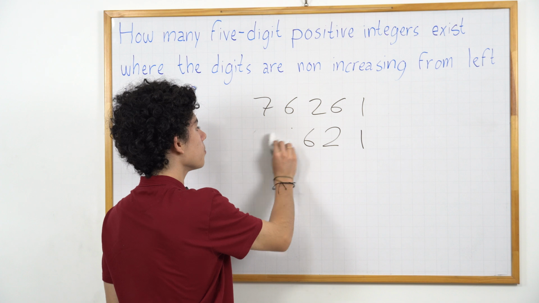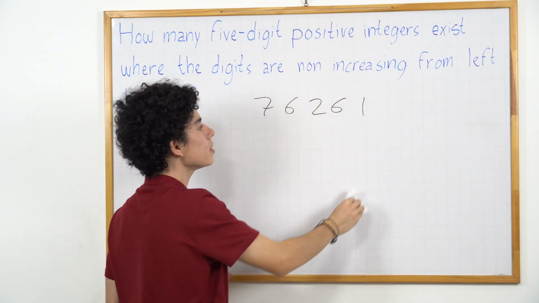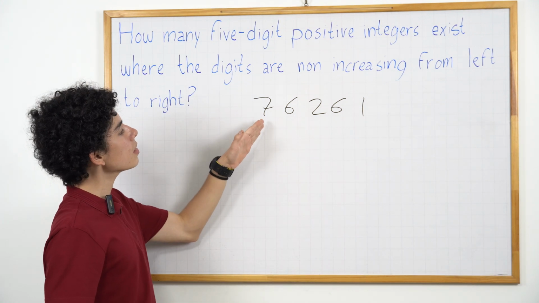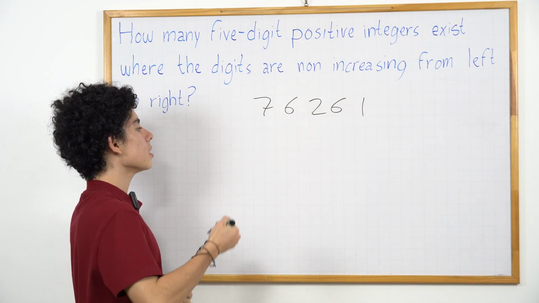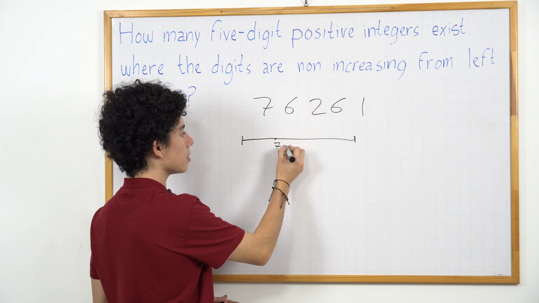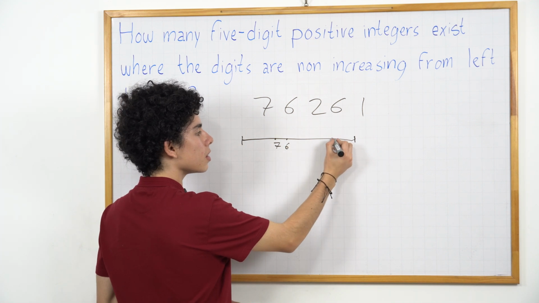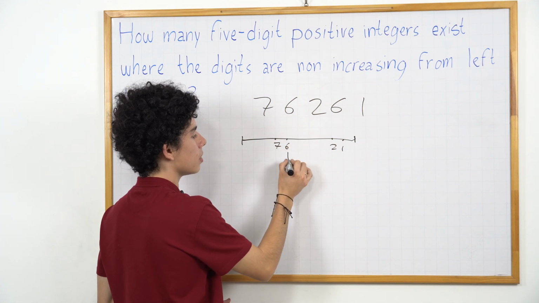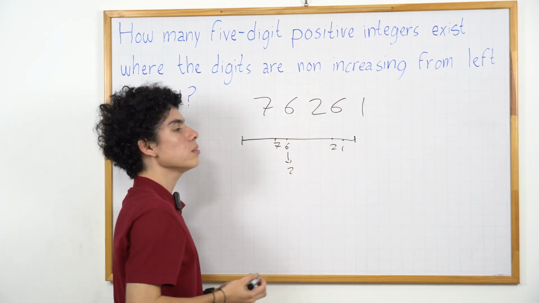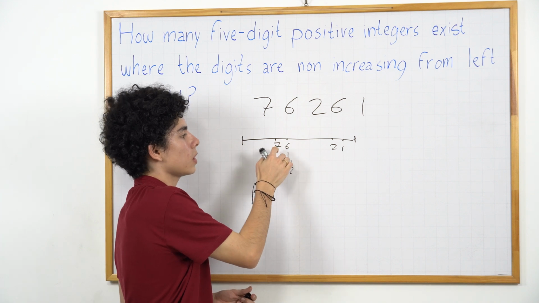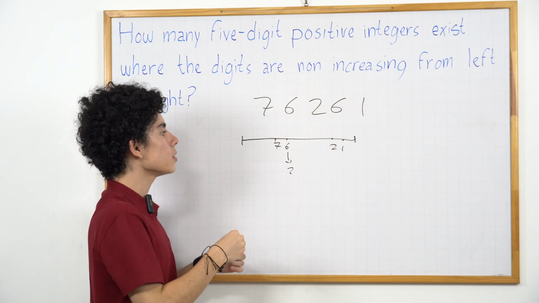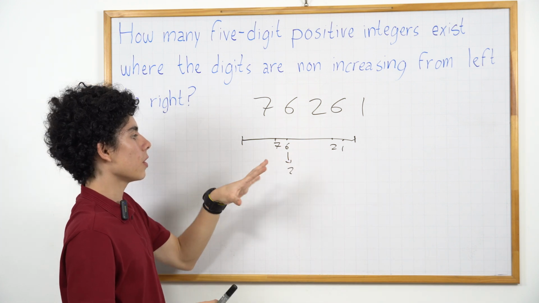Now, let's prove that there's only one way to do this. So, let's take every single digit and put it on a number line. So here this would be a 7, here this would be a 6, here this would be a 2, and this would be a 1. And because there's only one way to go from 7 to 1, so only one way to go from the greatest to the smallest, then we can note that there's only one number that fulfills these requirements from any arrangement that we have of these 5 digits.